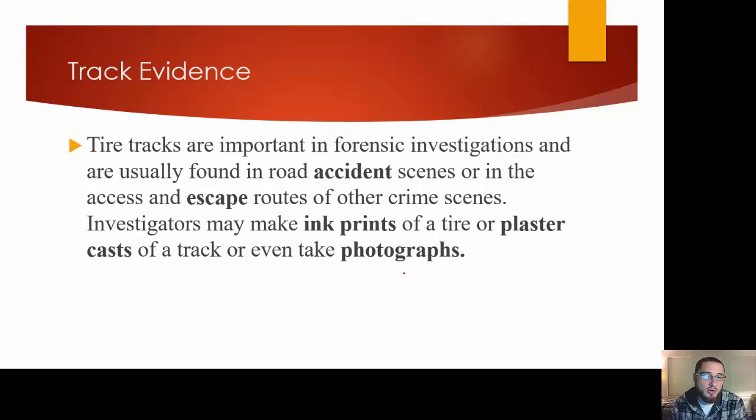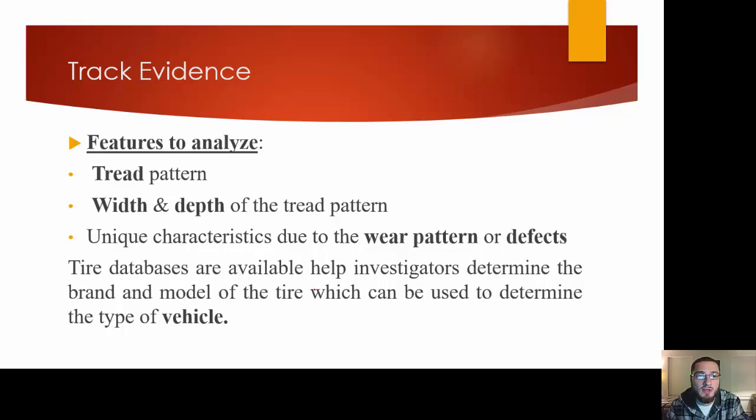Tire tracks are important in forensic investigations and are usually found in road accident scenes or in the access and escape routes of other crime scenes. Investigators may make ink prints of a tire or plaster casts. Once again, we're talking about casts, making a mold of a track, or even take photographs.